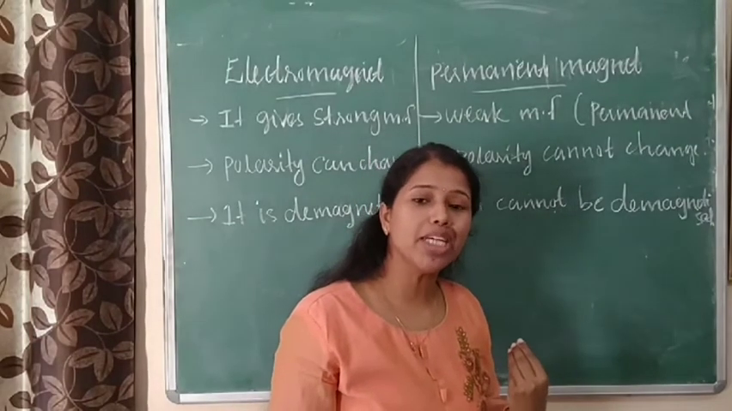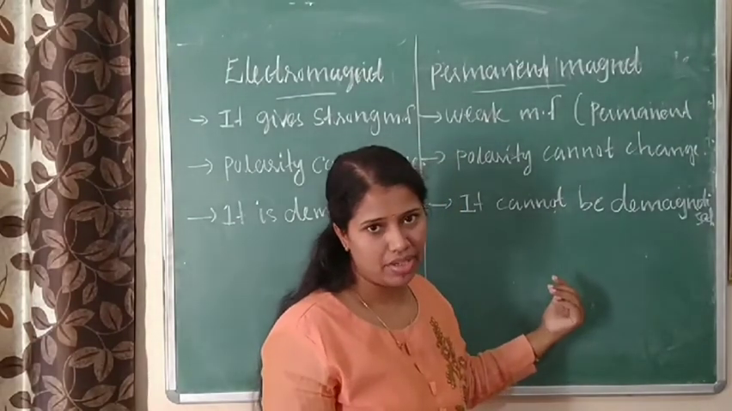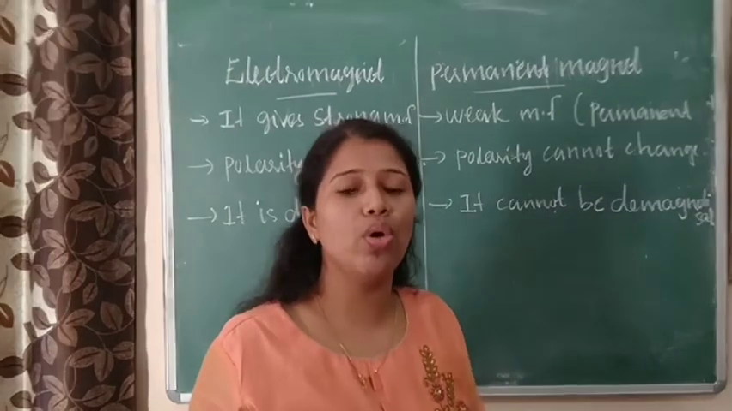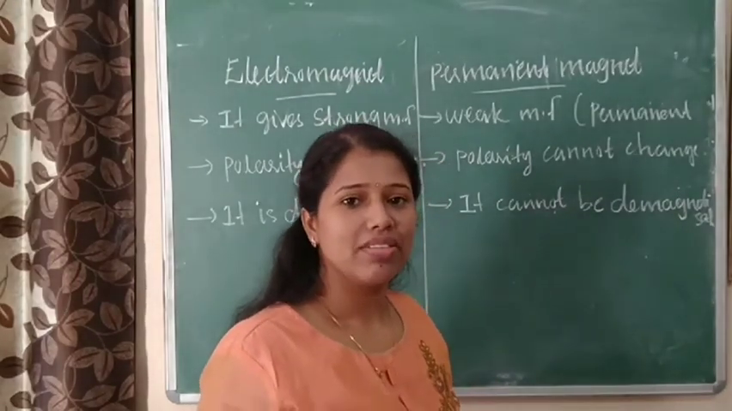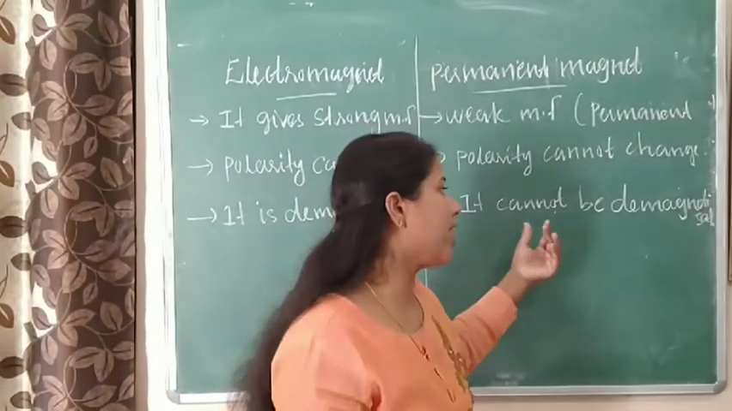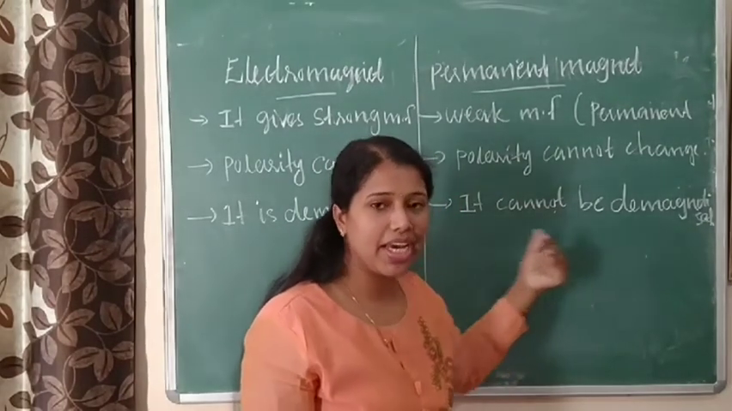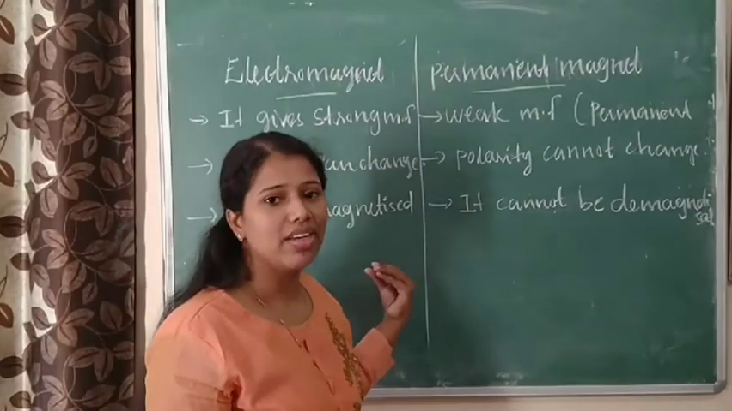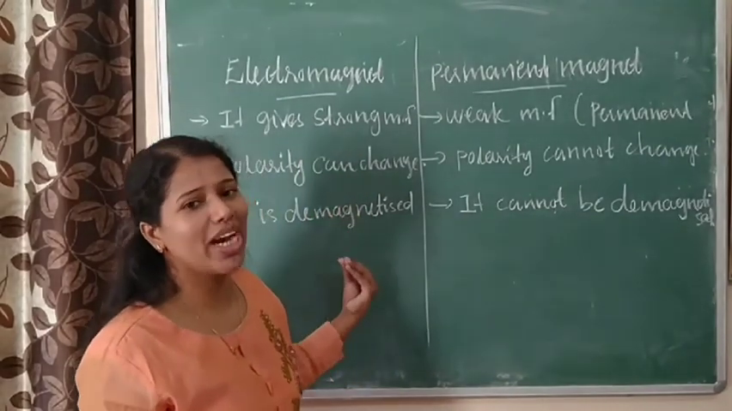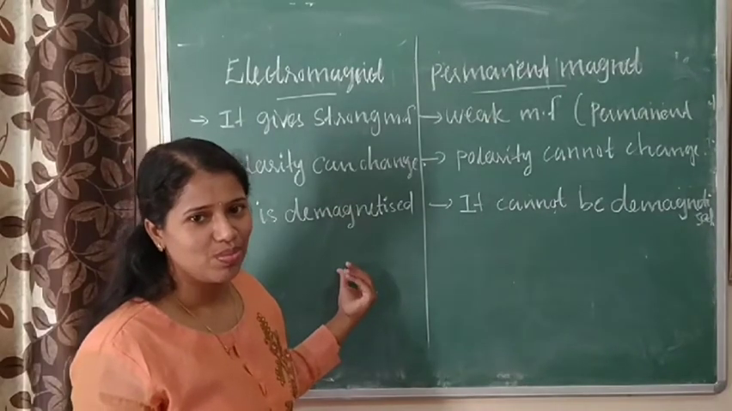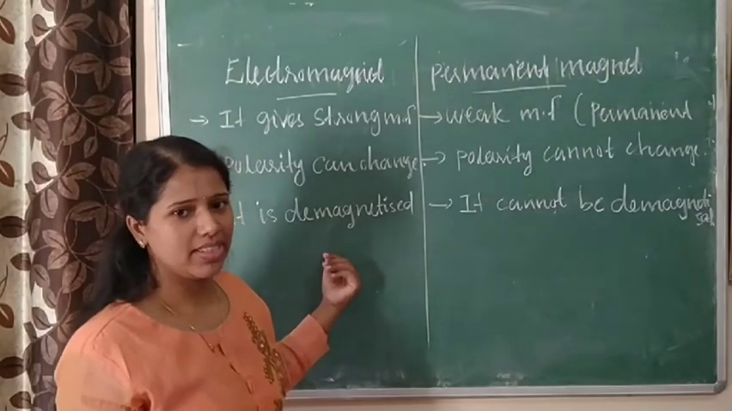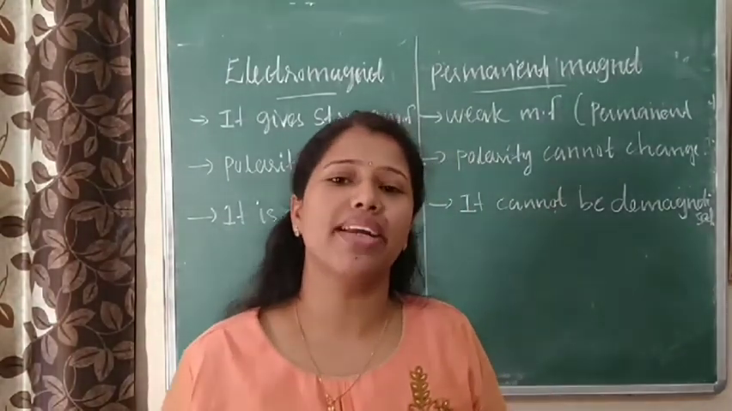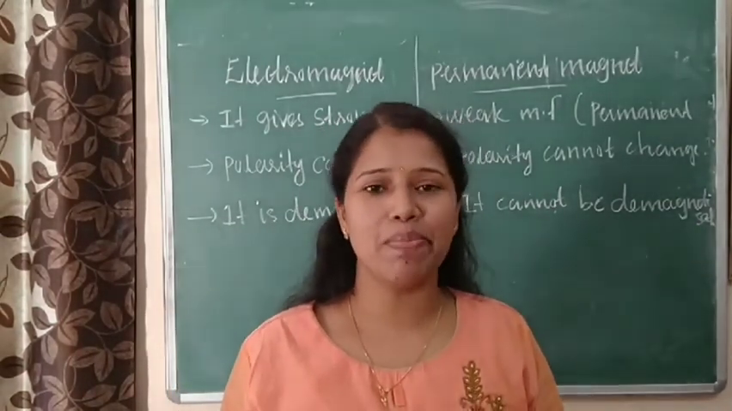Here the permanent magnet cannot be demagnetized. Cannot be demagnetized means it is permanent. If you want to demagnetize it, what you have to do is heat it. It cannot be demagnetized easily. But here we can easily do it, just remove the key connection. Then current cannot pass through that circuit, and there are no magnetic properties. These are the main differences between an electromagnet and a permanent magnet.